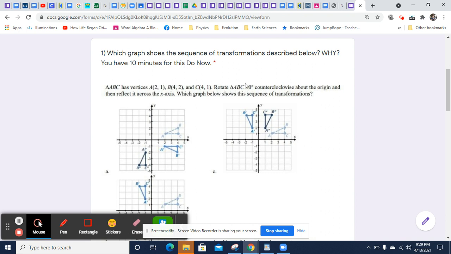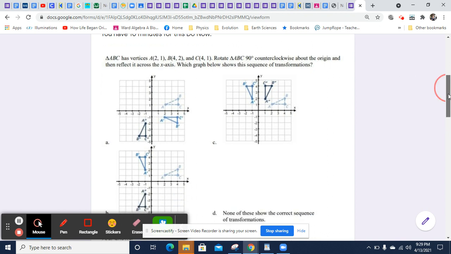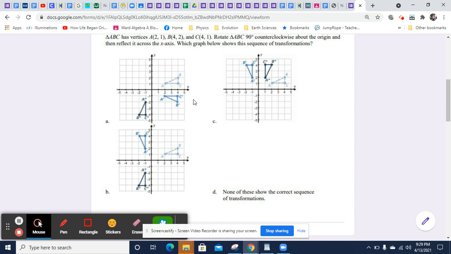Now, we're rotating at 90 degrees counterclockwise about the origin and then reflecting it across the x-axis. So let's take a look at the options. So the first one gets reflected across the x-axis and then rotated 90 degrees clockwise. So that's a nope. So no. Okay. And then the B, okay, B gets rotated here.